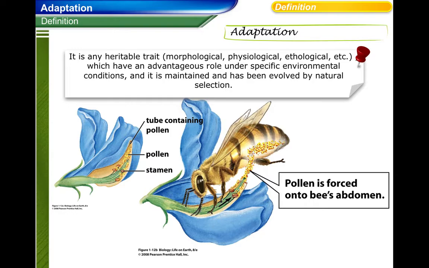In looping flowers, the lower petals form a tube and it contains pollen. So when a bee visits this flower looking for food, the weight of the bee compresses the tube, forcing pollen out of the tube onto the bee's abdomen. So the next flower that the bee visits is going to be pollinated.